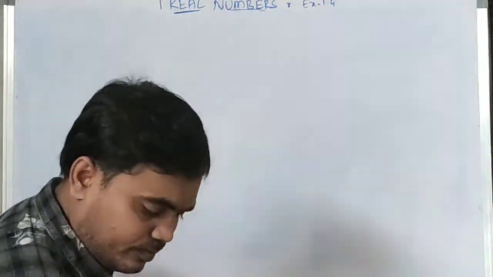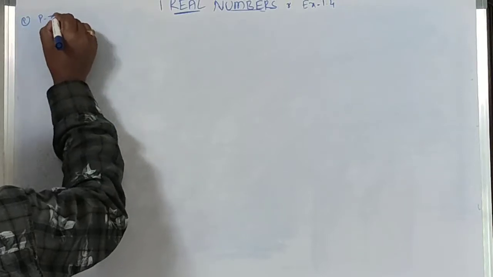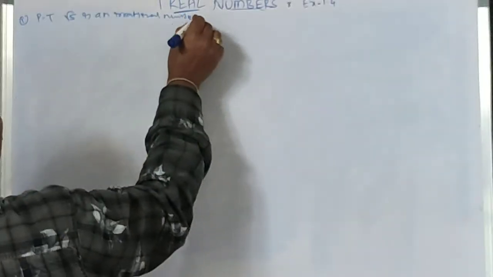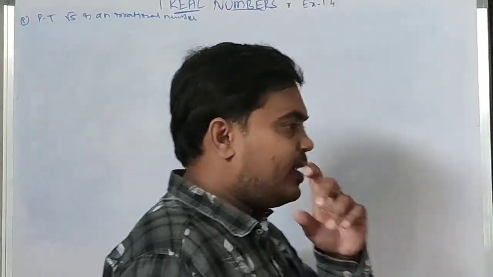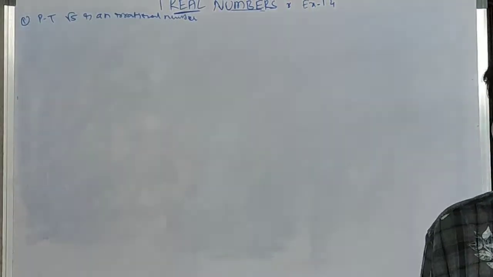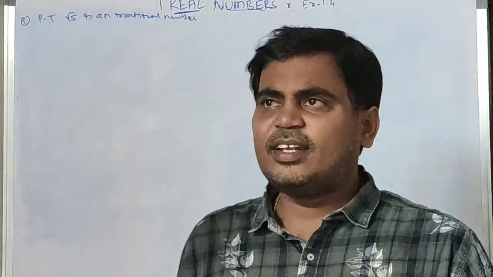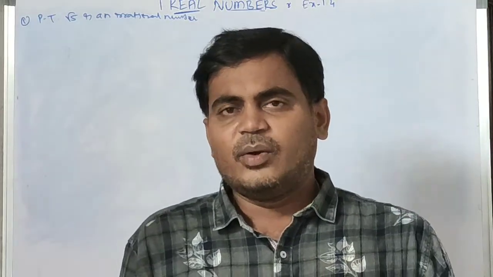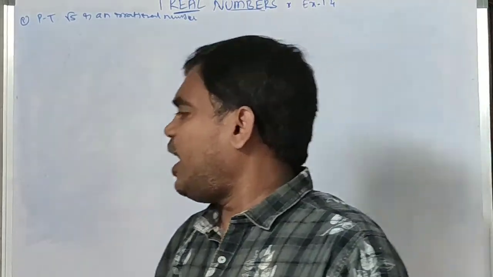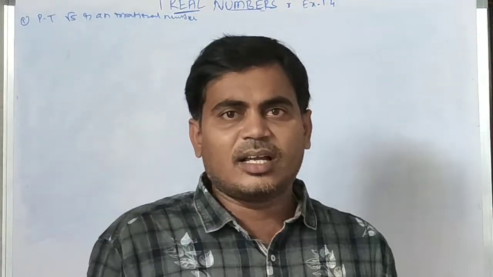So first, prove that root 5 is an irrational number. Actually, we know root 5 is irrational, but we need to prove it. So I want to use the contradiction method.